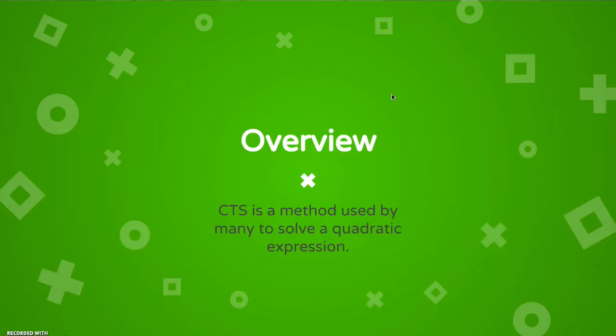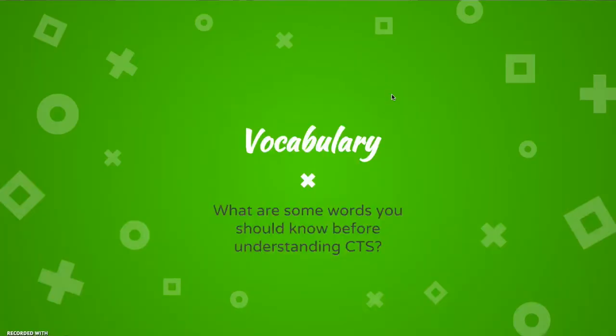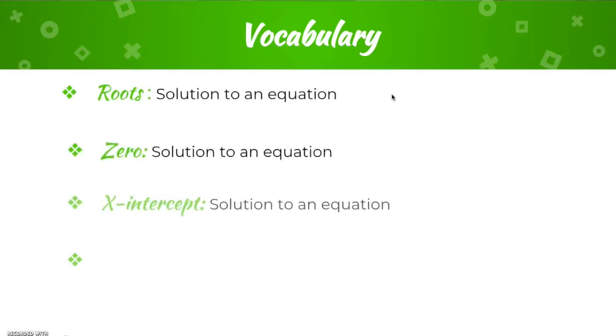CTS is a method used by many people to solve a quadratic expression. But in order to understand how to do so, you need to know the meaning of roots, 0, and x-intercept. And these 3 words have the same meaning, which is a solution to an equation.